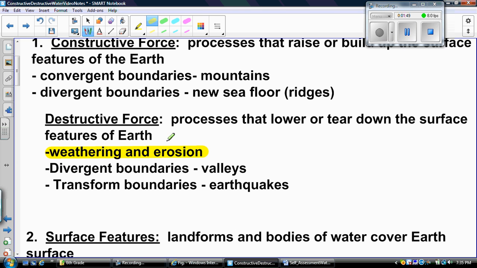So these are destructive forces. They're tearing down or breaking down the surface of Earth. This also happens in divergent boundaries where you have valleys forming, and transform boundaries where you have earthquakes forming. Those are destructive forces.